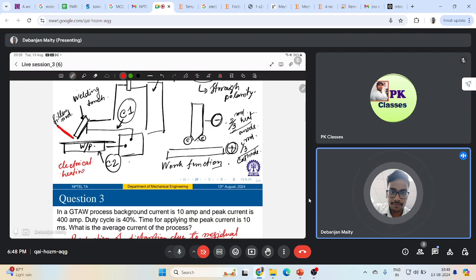There will be some external heating arrangement where I squared R heat, Q equal to I squared R t, will be generated because of that electrical heating of the feeler wire, right? And that preheated feeler wire adds some extra heat directly to the weld pool, and it reduces the need for excessive heat from the welding arc alone, right?